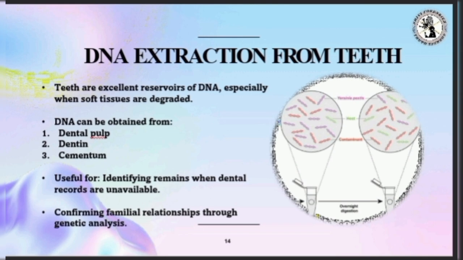DNA extraction from teeth. Teeth are an excellent reservoir of DNA, especially when soft tissues are degraded. DNA can be obtained from dental pulp, dentine, and cementum. Useful for identifying remains when dental records are unavailable, and confirming familial relationships through genetic analysis.